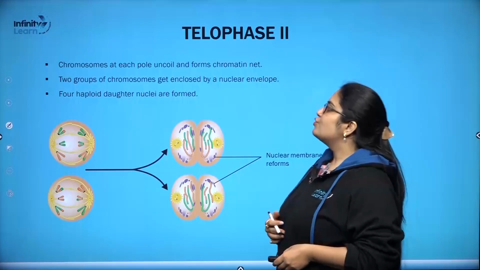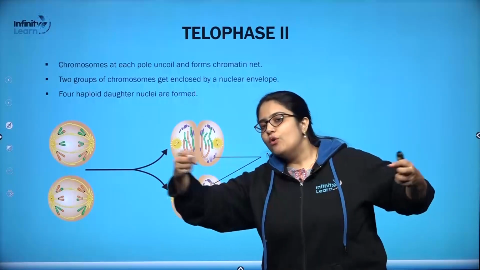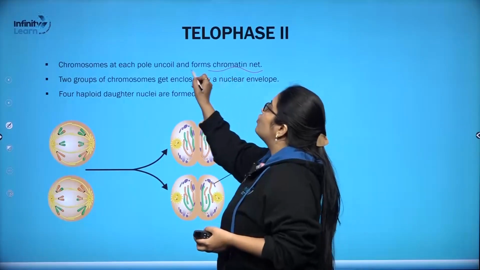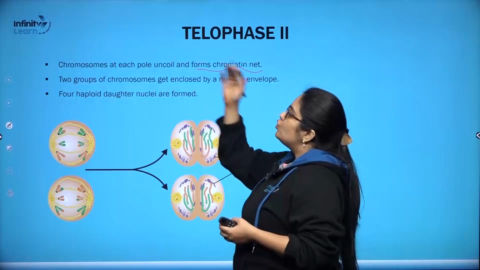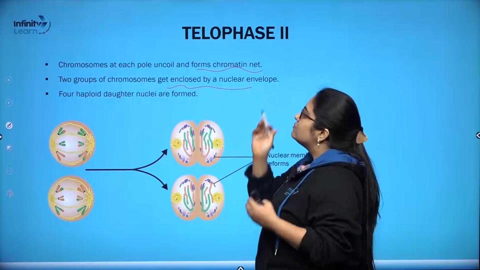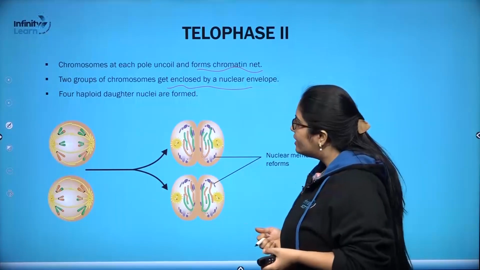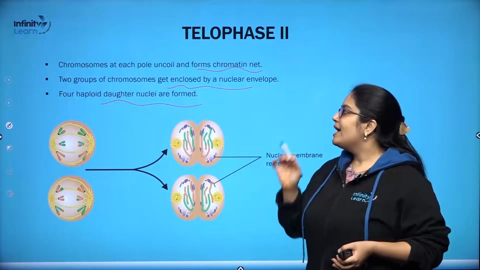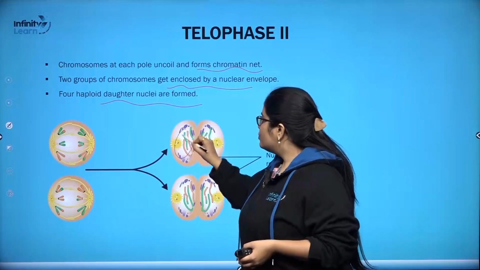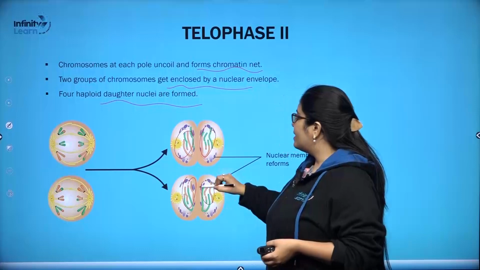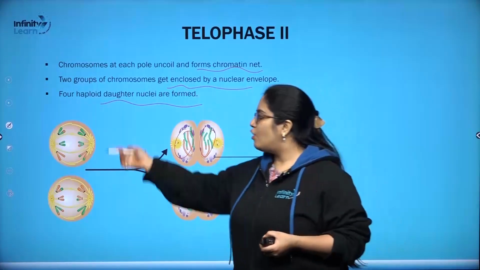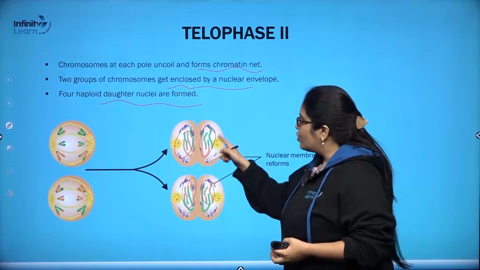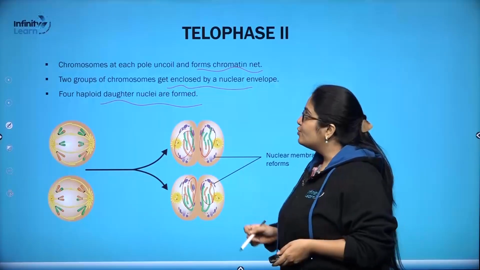Finally, in telophase 2, what will happen? The chromosomes that have moved toward the poles will uncoil and form the chromatin net. Two groups of the chromosomes will get enclosed by the nuclear envelope, and finally there will be formation of 4 haploid nuclei. So you can see there is a formation of 4 haploid nuclei. The nucleus of each of the dyad cells will split into 2 nuclei. So there is formation of 4 haploid nuclei.